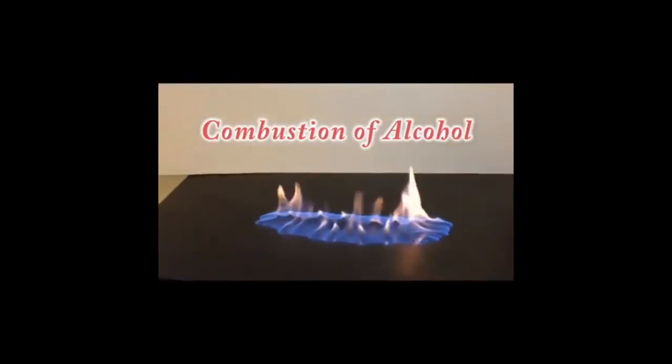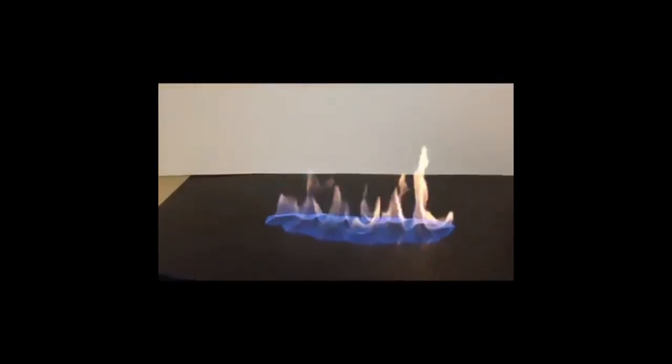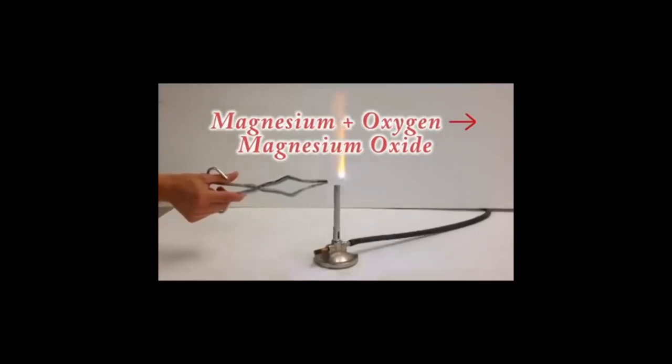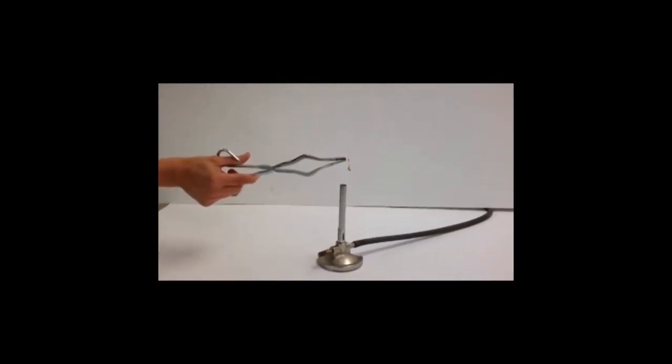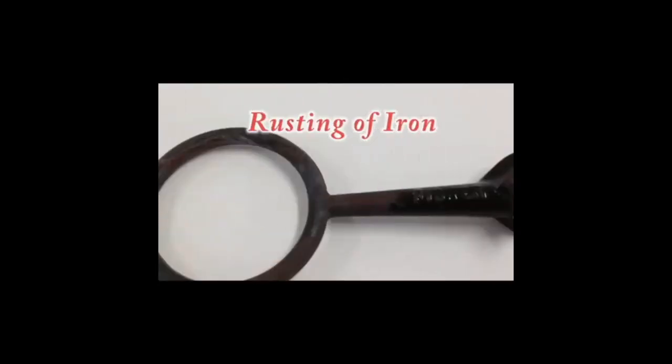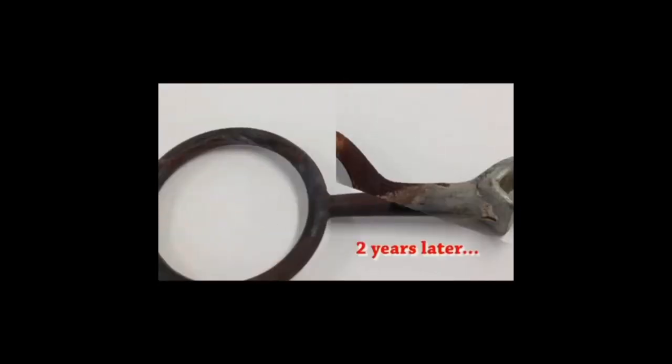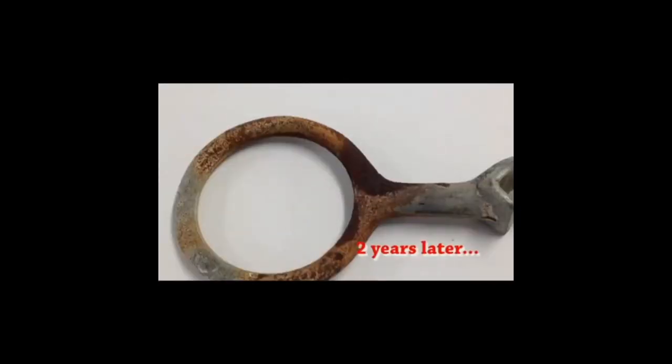There are fast reactions, such as the combustion of alcohol and the burning of magnesium, as you can see over here. And there are also slow reactions, such as the rusting of iron, which takes almost 2 years for any significant reaction to start occurring.